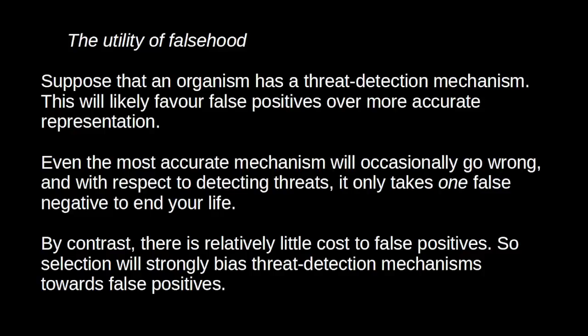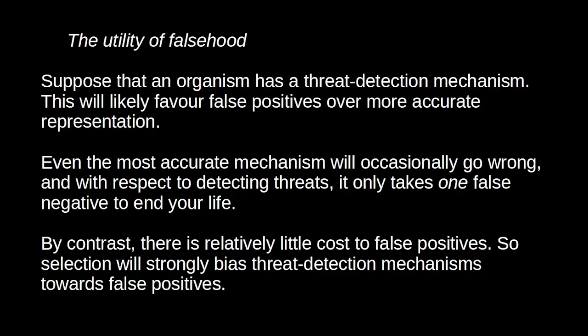So the question is, is perfect accuracy going to be the ideal? Is selection going to favor more accuracy, or might it sometimes favor actually less accuracy? And sometimes it's going to favor less accuracy. Because even the most accurate mechanism will occasionally go wrong, the problem is that when it comes to detecting threats, it only takes one false negative. If you think that there's no threat when there actually is, you're out of the gene pool, right? That's all it takes, one mistake to end your life.